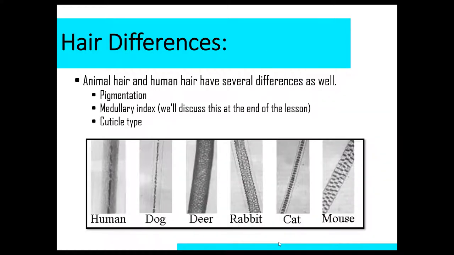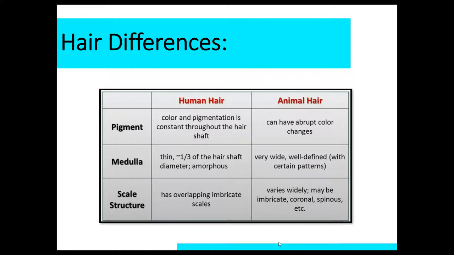You also need to know that animal hair looks very different than human hair and has some differences there. So they differ in pigmentation, medullary index, which again we'll come back and talk about, and then cuticle type. And you can see in this visual image the differences between human hair and then other animal hairs. So specifically, I like this graph because it shows a comparison between human hair and animal hair.